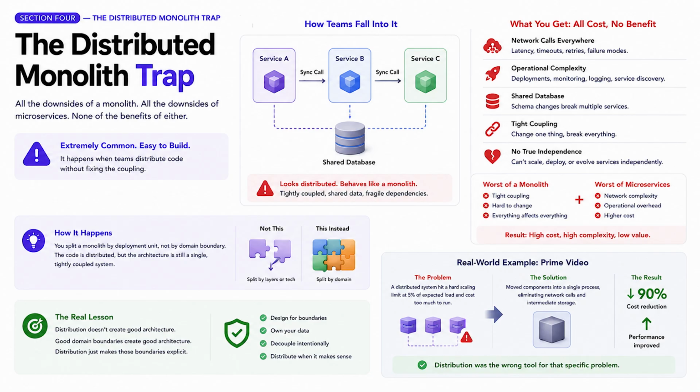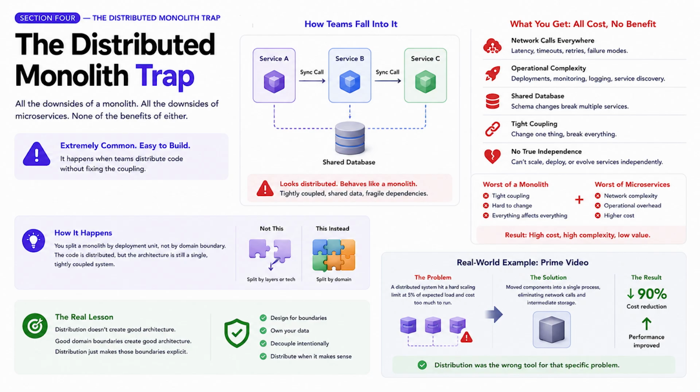When you deploy service A, service B breaks. When you update the database schema, 3 services stop working. The services look independent from the outside, but behave like a single, tightly coupled system on the inside. You now have all the operational complexity of a distributed system, network calls, deployments, monitoring, with none of the independence that made it worth doing in the first place. The distributed monolith is what you build when you split a monolith by deployment unit rather than by domain boundary.